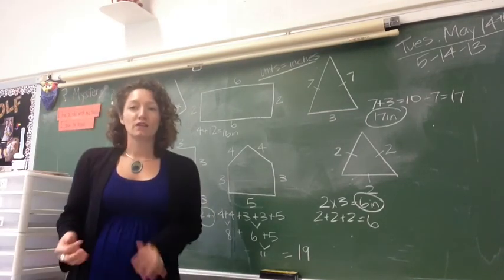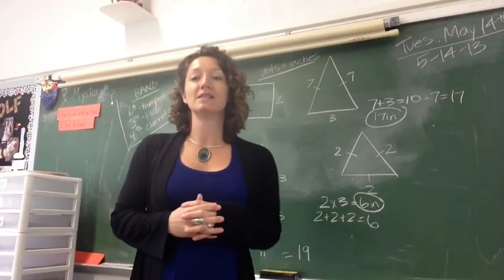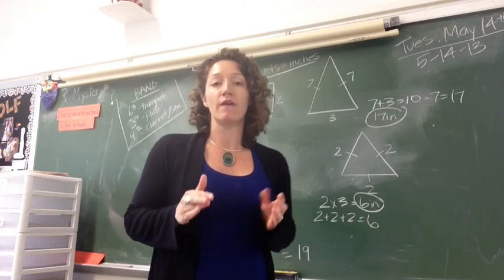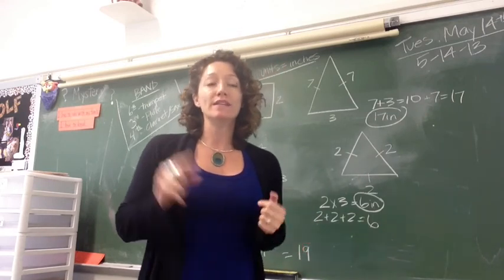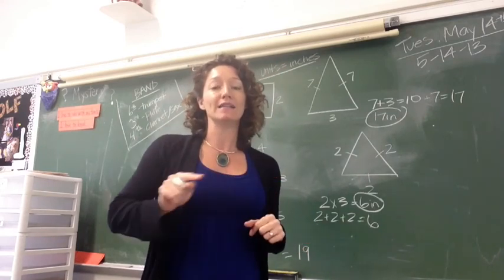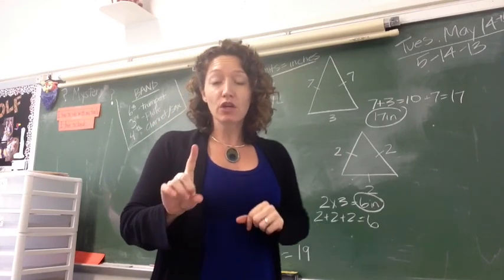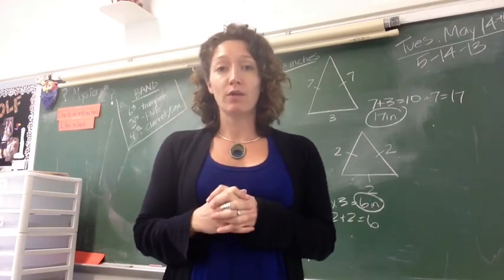Okay? So hopefully you learned that perimeter is the distance around a shape. In order to get the perimeter of any polygon or any shape, we need to take the measurement of all sides and add up each side to get the perimeter. Don't forget to include your units when you're working with perimeter.